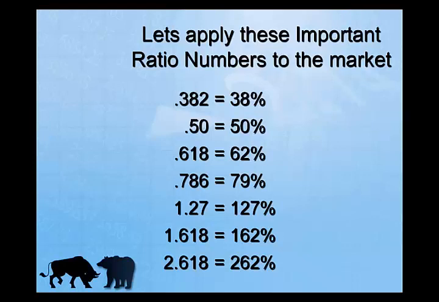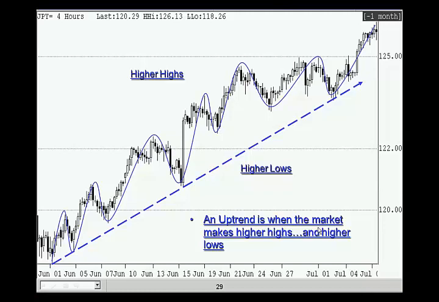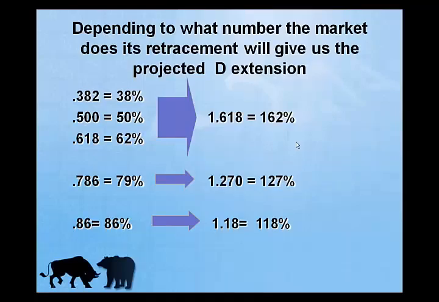Now look how these numbers apply to the market, and you're going to see that they're very important. When we're in an uptrend and the market is making higher highs, as we learned in our trends, the first thing we do is draw our ABCDs, our support and resistance, and our trend lines, and we see that it's making higher highs and higher lows. We're in an uptrend, and you can see it here in this chart. Now, this Fibonacci will help us project where the C and the extension D is going to be.